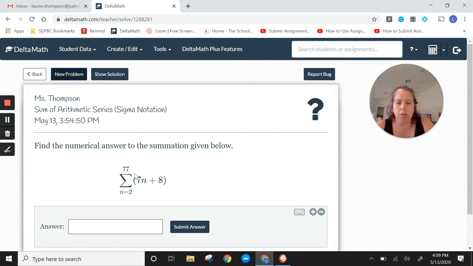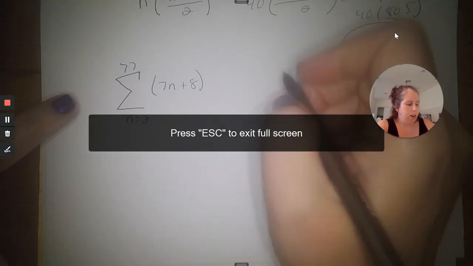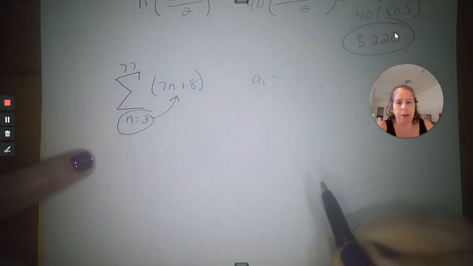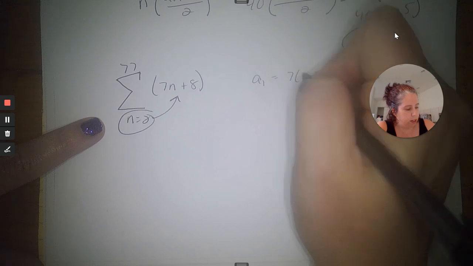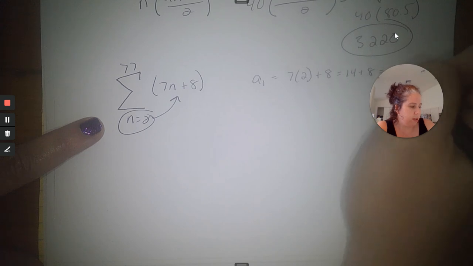All right, so let's try this one just so I can show you that it works. So I need the sum, N is 2 to 77, of 7N plus 8, right? Okay, let's bring this back. All right, so I need A1, plug in the bottom number, right? So 7 times 2 plus 8, so that's 14 plus 8, so that's 22.